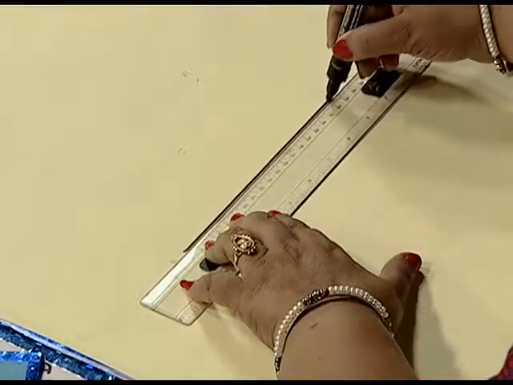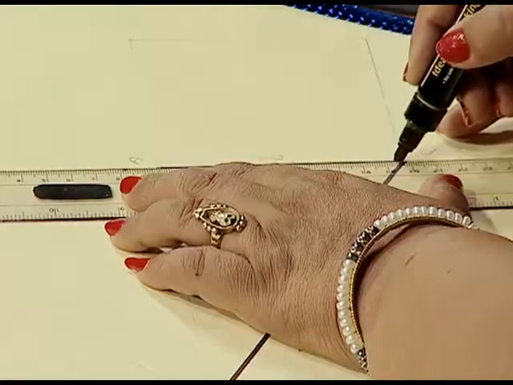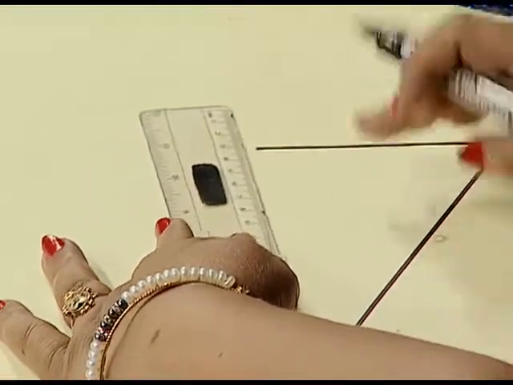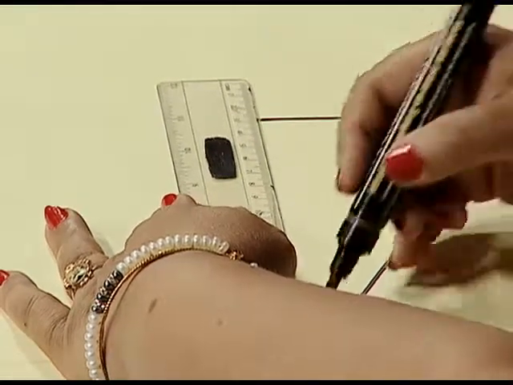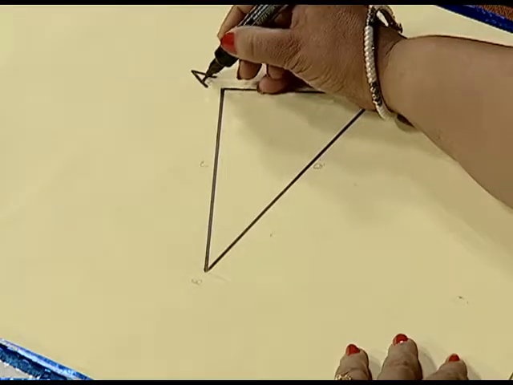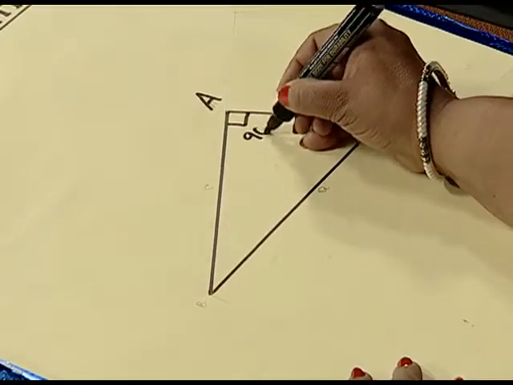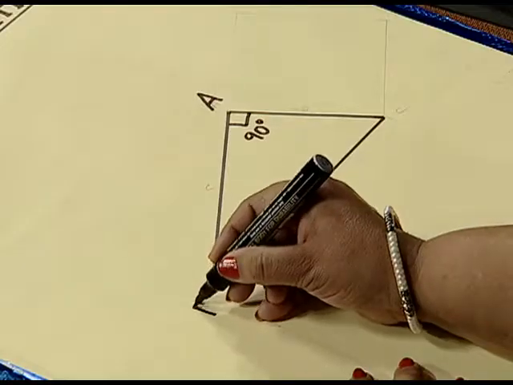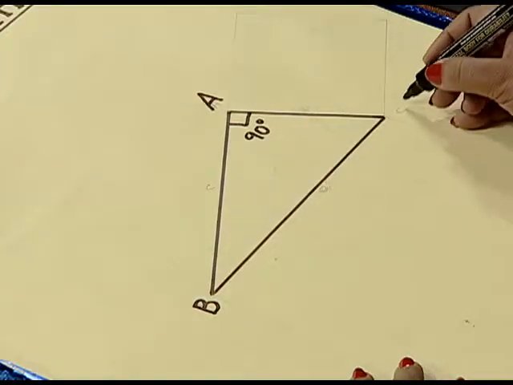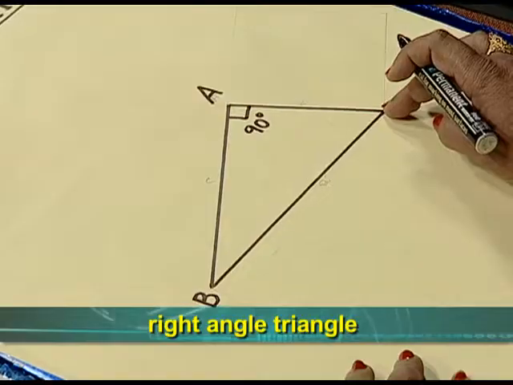Now, to begin with, let us construct a right triangle. We consider a right triangle here with sides AB, BC and AC. This is angle A, which is a right angle. This is point B and this is C. So, we have a right triangle ABC.